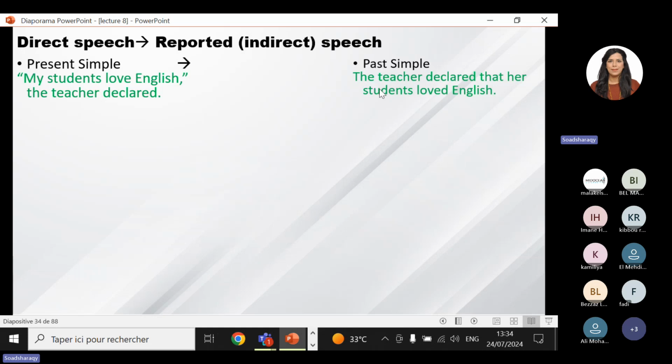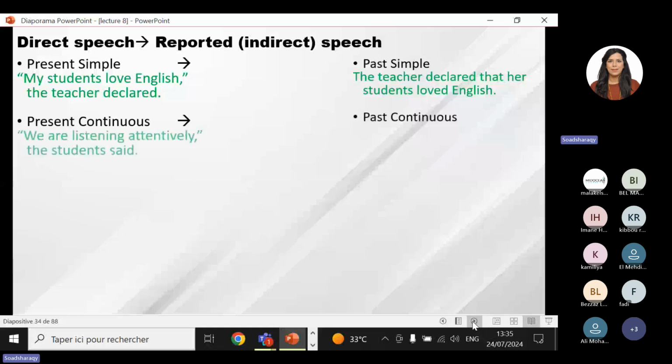the teacher declared that her students loved. Okay, so here loved. We transform the simple present love into simple past loved. Okay, that students loved English. Now let's do example number 2. I read the example where listening attentively, the student said.